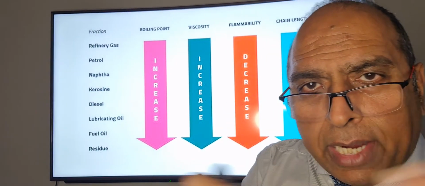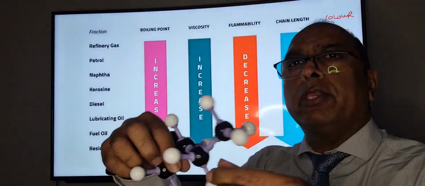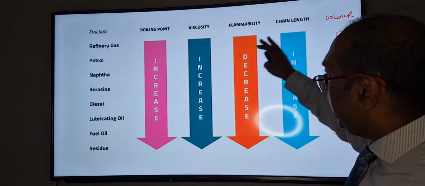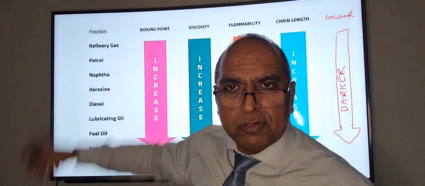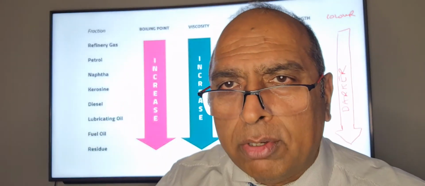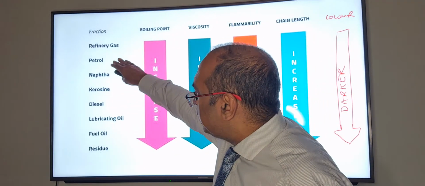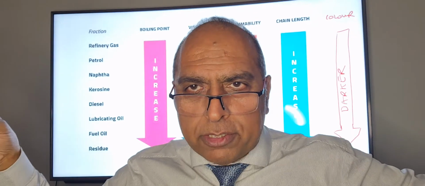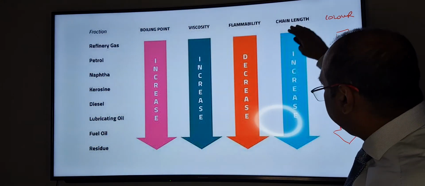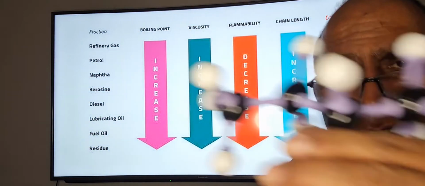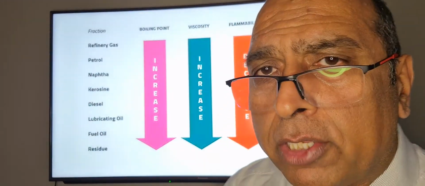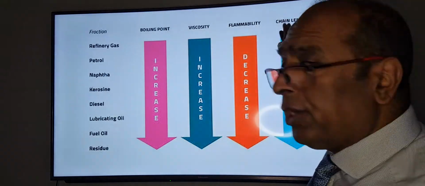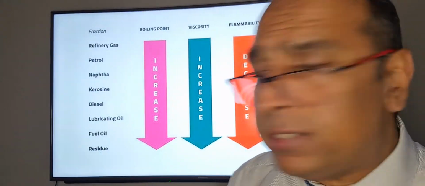Chain length. Chain length is how many carbons. Like this molecule has got 4 carbons. Like petrol is made of molecules that are about 8 carbons long, and bitumen is more than 50 carbons long. The chain length, how many carbons per molecule, gets longer and longer as you go down the fractionating column.